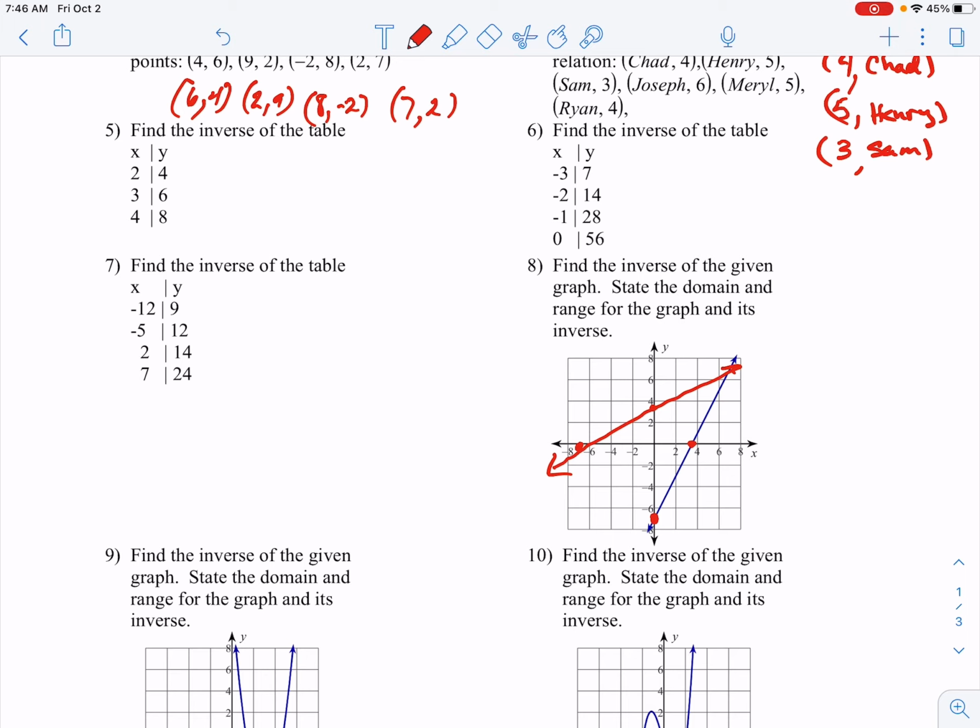State the domain and the range for the graph and its inverse. So f of x, the domain, is forever left to forever right. And the range is forever down to forever up. For the inverse, we just switch the domain and the range, so since they're both the same already, they'll still be the same. When we do the inverse, the domain is from negative infinity to infinity, and the range, negative infinity to infinity.